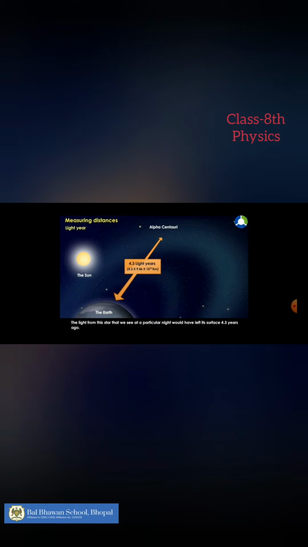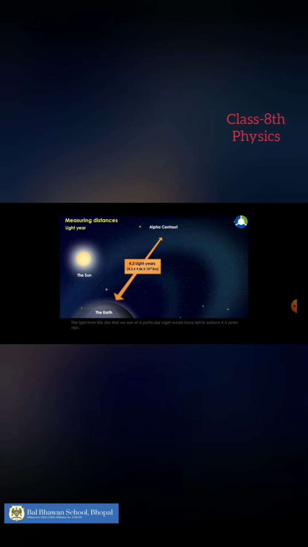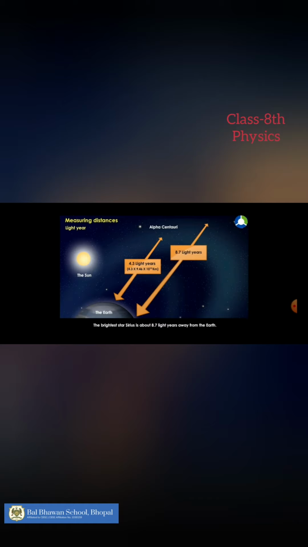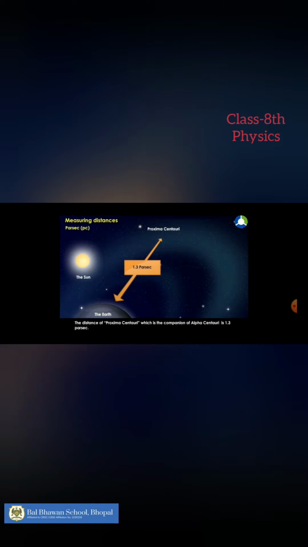What is the number? 9.46 into 10 to the power 12 kilometers. These many kilometers are present in a light year. Okay, I hope this is clear to all of you. And Sirius, the brightest star in our sky, is about 8.7 light years away. So now can you convert this into kilometers? Multiply 8.7 by the same term, 9.46 into 10 to the power 12 kilometers, and we get the distance between Sirius and the Earth. Okay, I hope this is clear to you.